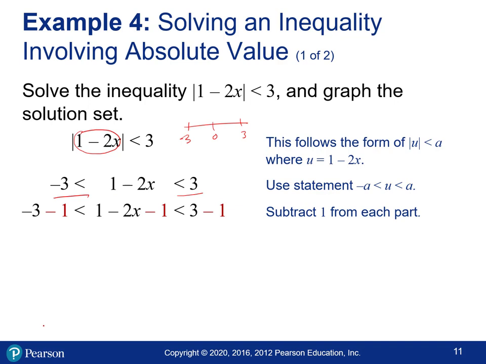And then let's just work on isolating the x in the middle. So subtract 1 from the middle and also from the left and right. And then we have just -2x in the middle.